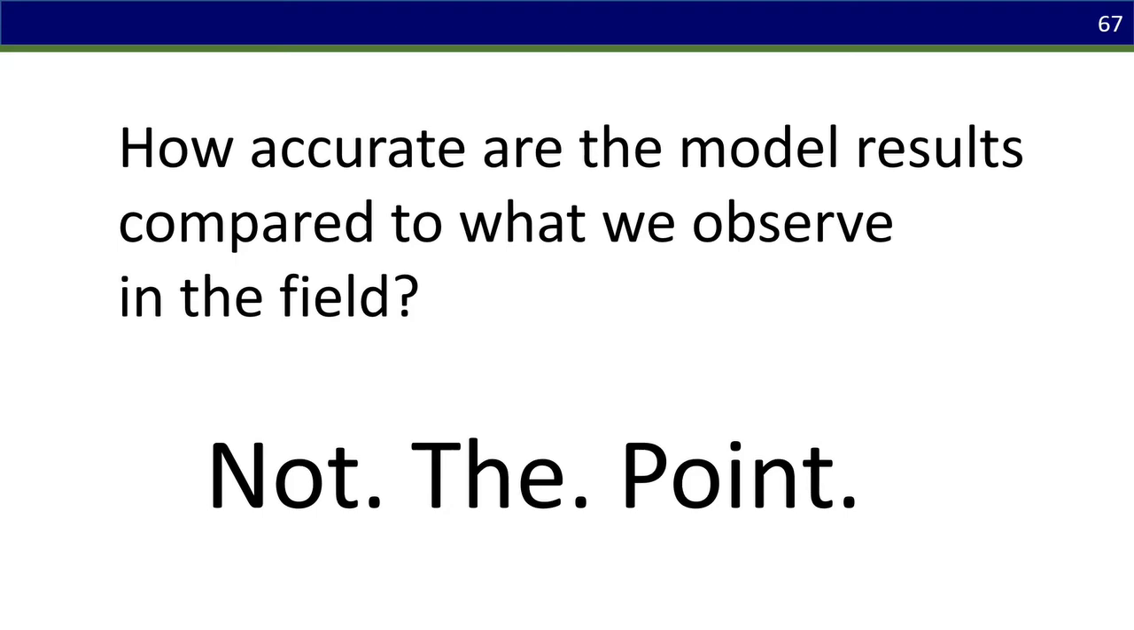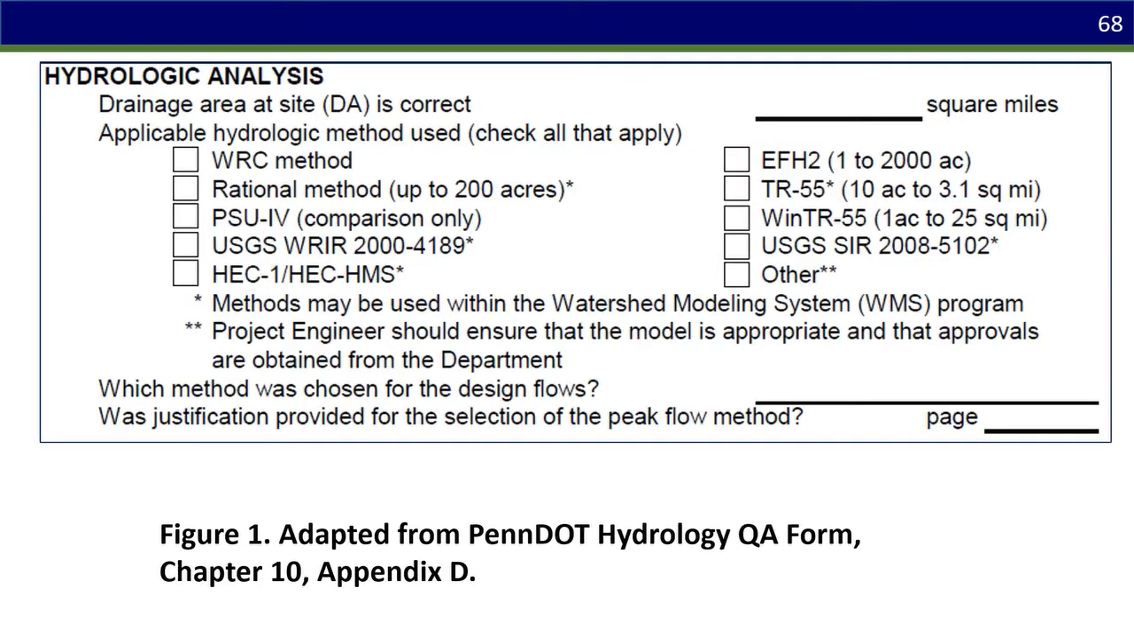But as I said earlier before, if you just change the input slightly, or use a different calculation method, or change your precipitation, you're going to get a different result anyway. So here's an example from the Pennsylvania DOT that just illustrates the range of different methods that are available to use just on the hydrology side, trying to understand peak flows. And every one of these methods is going to give you a different result.